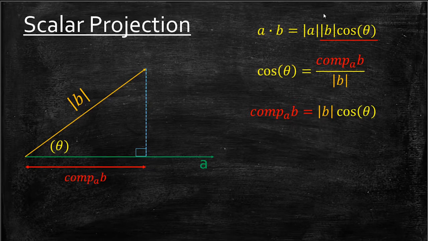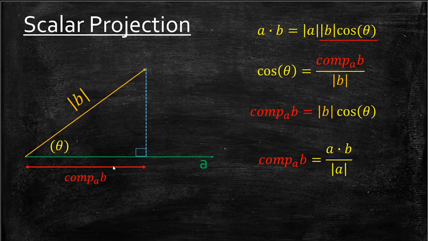So if that's the component of B on A, what we need to do is move this modulus of A to the left-hand side there. And what that looks like is we'll end up with A dot B over the modulus of A. So if we're trying to find the scalar projection of vector B onto vector A, we can just use this formula over here.